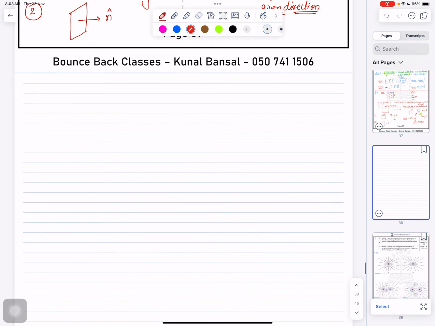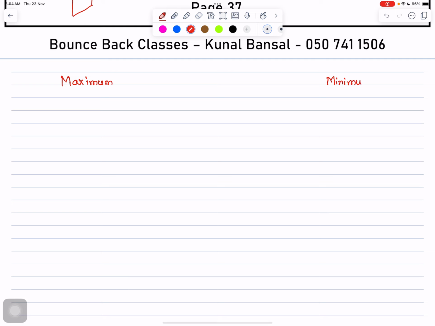Maximum, okay, I'll make it big. Maximum and minimum flux. Okay, we know the formula. Phi is equal to EA cosine theta. Flux is equal to EA cosine of theta.